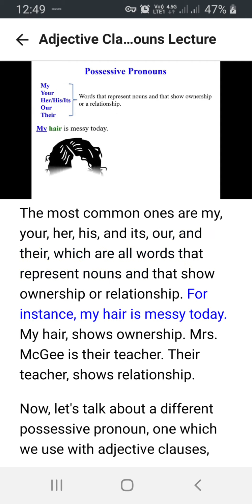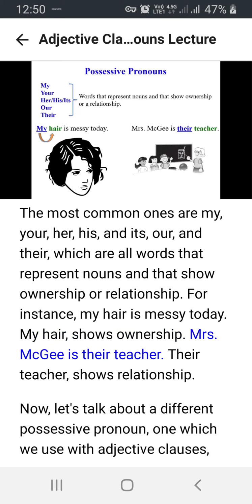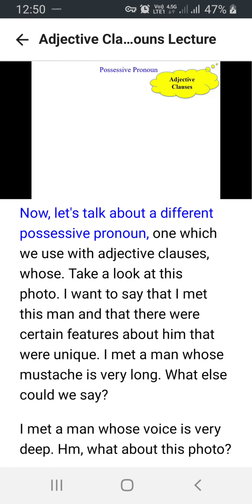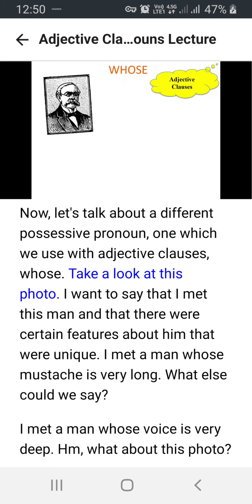For instance, my hair is messy today. My hair shows ownership. Mrs. McGee is their teacher. Their teacher shows relationship. Now let's talk about a different possessive pronoun, one which we use with adjective clauses. Whose? Take a look at this photo.